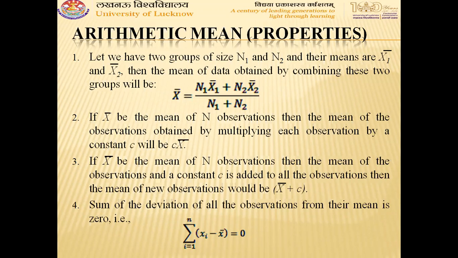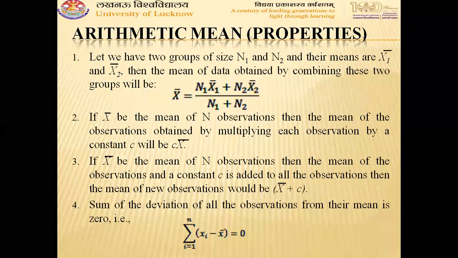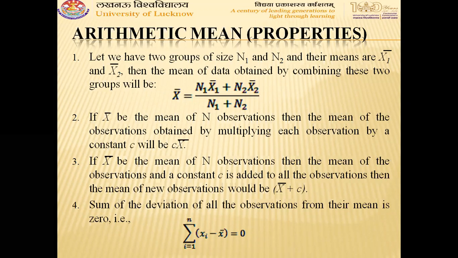Second property: if x bar is the mean of n observations and each observation is multiplied by a constant c, then the mean of the new observations will be c into x bar, that is, the mean will also be multiplied by that constant. Similarly, if x bar is the mean of n observations and a constant c is added to all the observations, then the mean of the new series will become x bar plus c. In general, properties 2 and 3 can be called as the mean is affected by the change of origin and change of scale. The multiplication or division of all the observations by some constant is called change of scale, and addition or subtraction of some constant from all the observations is called change of origin.